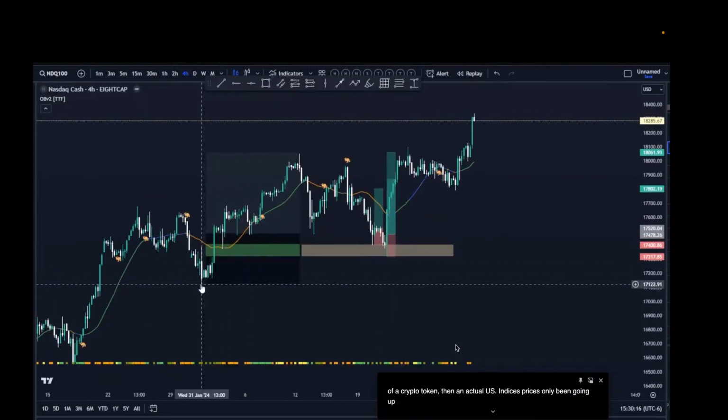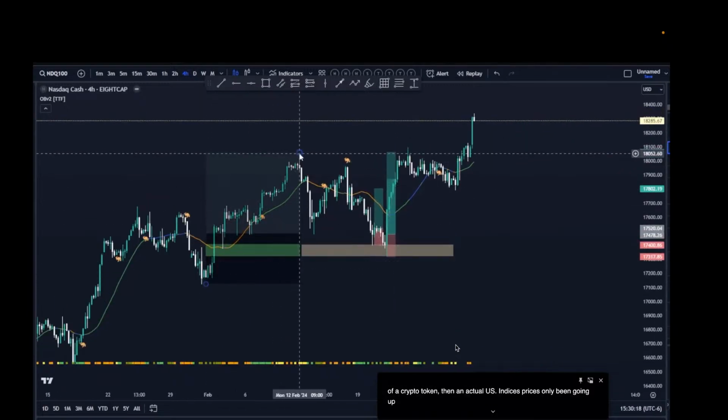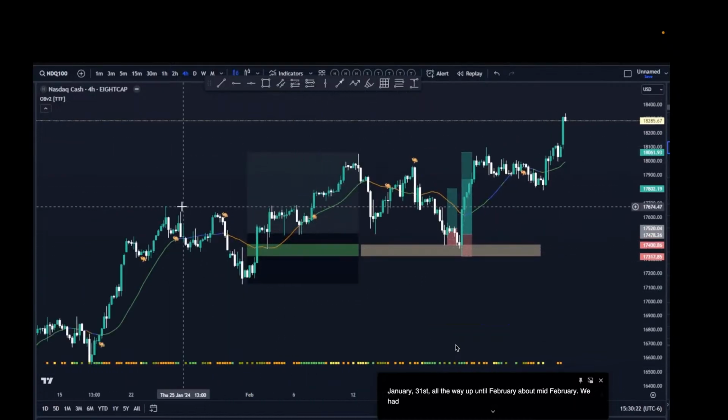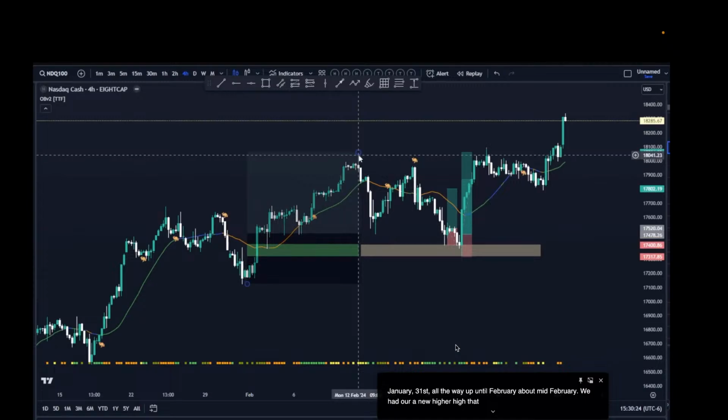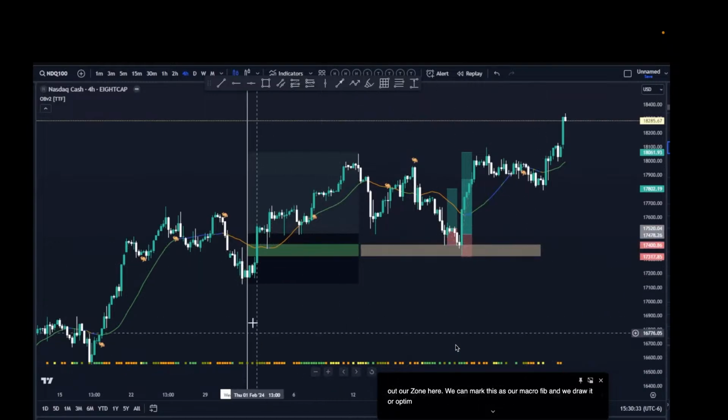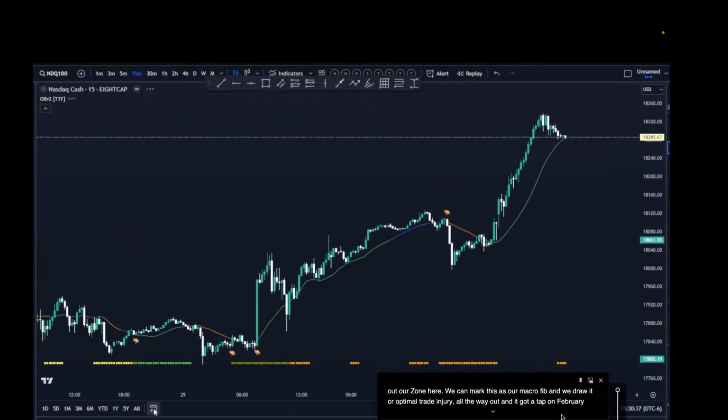In this case, on January 31st, all the way up until about mid-February, we had a new higher high that formed, that we fibbed out and we drew out our zone here. We can mark this as our macro fib and we draw out our optimal trade entry all the way out. And it got a tap on February 20th on the 15-minute time frame.